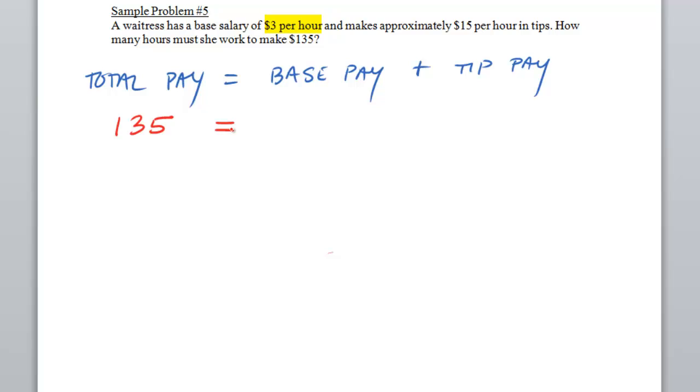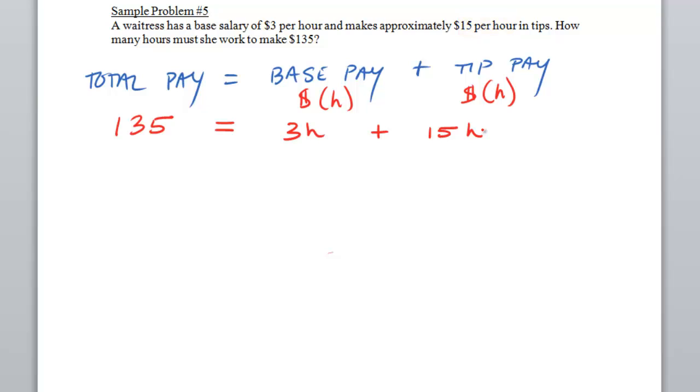It says that my base pay is $3 an hour. So this is a rate, the amount of money I make per hour. And my tip pay is also representative of the amount of money I make per hour. Well, fortunately, I know how much money I make, but what I'm missing is the number of hours. I can represent that with an H, I can represent that with an X, I can represent that with any given variable. My tip pay is $15 per hour, and again, I don't know the amount of hours that I'm going to work at this point. That's what I'm trying to find.